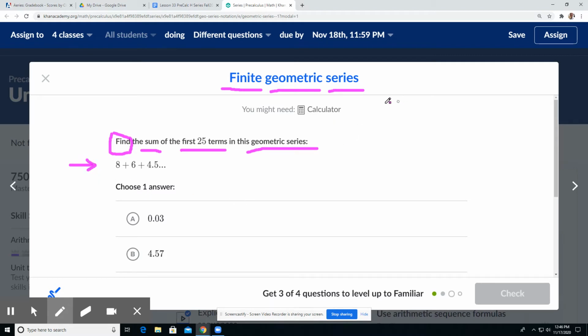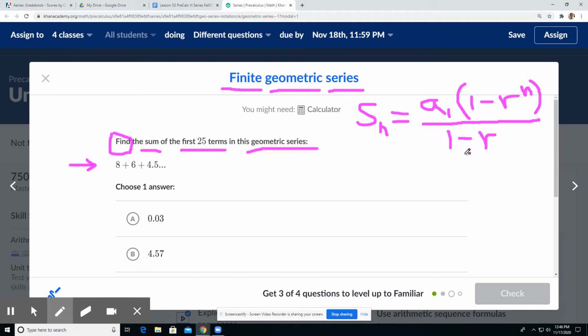All right, so when we're doing these, it's always good to rewrite our formula. For a geometric series, the formula is S of n, the sum of the first n terms, is equal to a sub 1, the first term, times 1 minus r, the common ratio, to the power of n, the number of terms, divided by 1 minus r, the common ratio. We'll just plug these in, and that should be all we need.